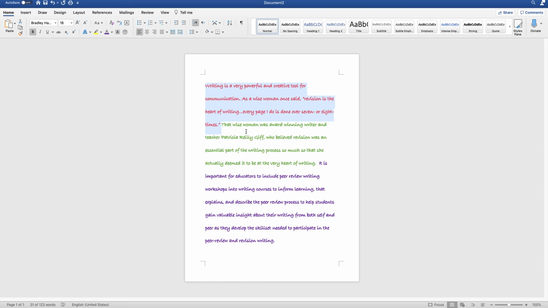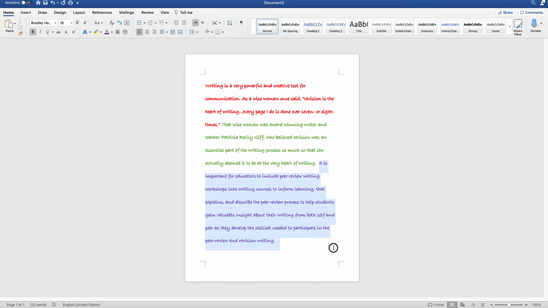Writing is a very powerful and creative tool for communication. As a wise woman once said, revision is the heart of writing. Every page I do is done over 7 or 8 times. And then this is your analysis. What's in green is your analysis. That wise woman was award-winning writer and teacher Patricia Riley Giff, who believed revision was an essential part of the writing process, so much so that she actually deemed it to be at the very heart of writing.